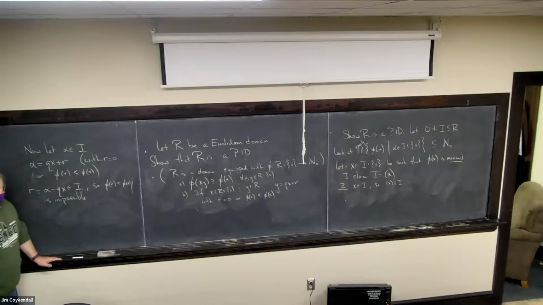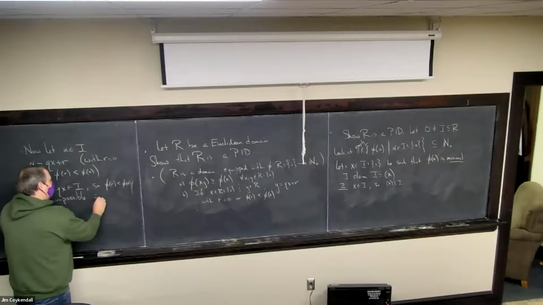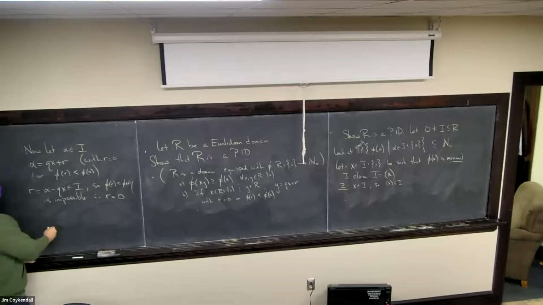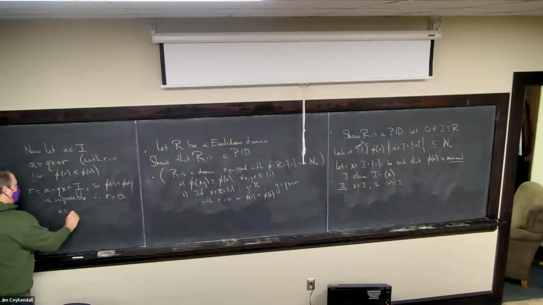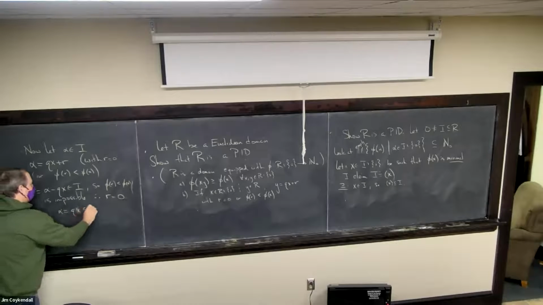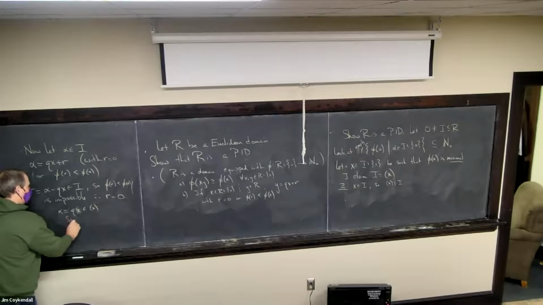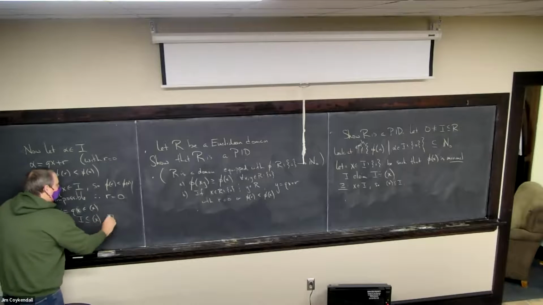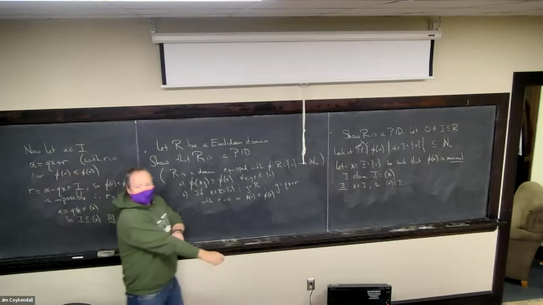Because X was selected to have minimal Euclidean function. Therefore, R must be 0. But if R is 0, then alpha is QX, Q times X, which is in the ideal generated by X. So Y is contained in the ideal generated by X. And there you go.